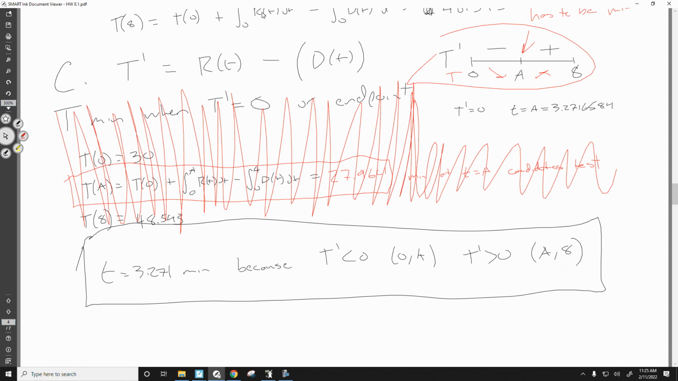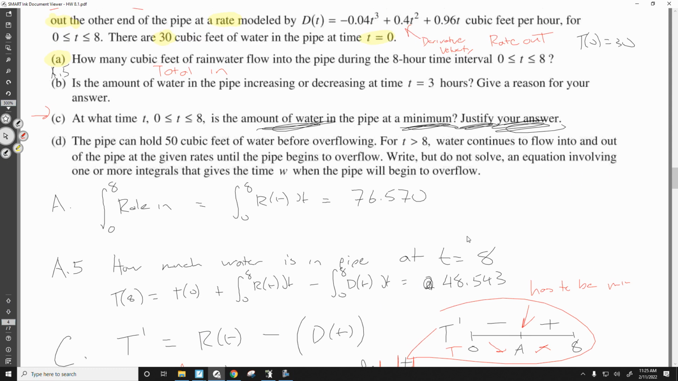Yeah, go back to B. Answer the question. But I'm adding something to B. Is the amount of water in the pipe increasing or decreasing, and by how much?